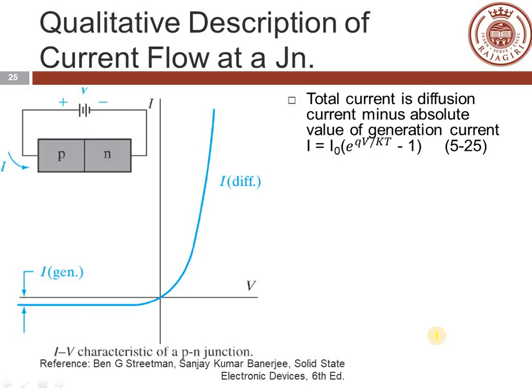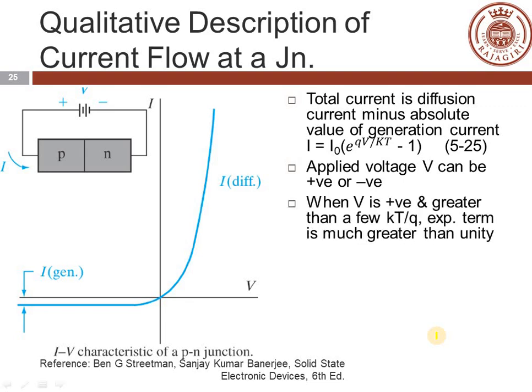So total current is the diffusion current minus the absolute value of the generation current, which is I equal to I0 into e to the power qV by kT minus 1. Applied voltage V can be positive or negative. When V is positive and greater than a few kT by q, the first term is much greater than the second term.